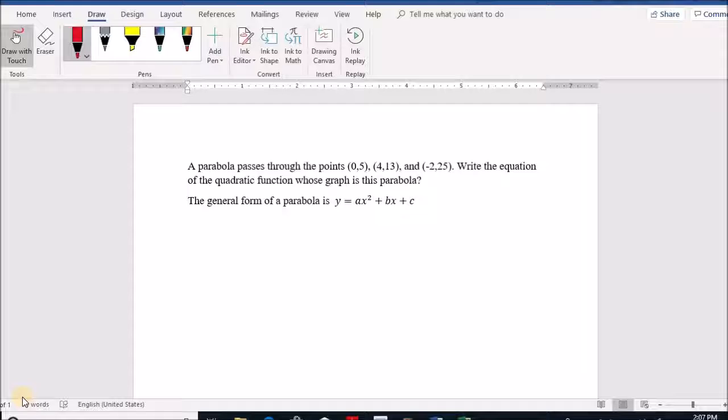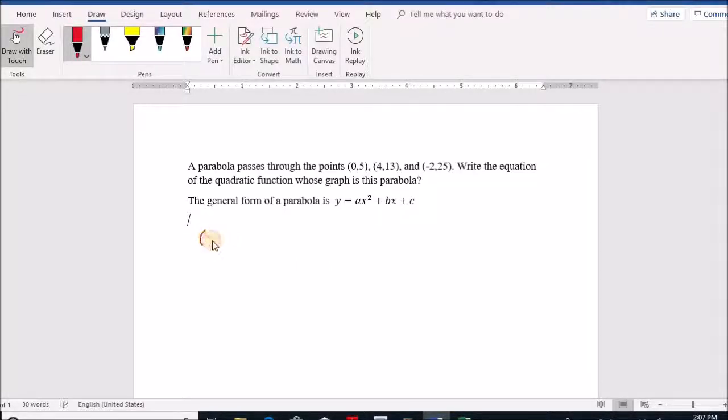Please remember that the general form of the parabola is y equals ax squared plus bx plus c. Now we're going to use this general form to generate a system of equations, and then we're going to use Excel to solve that system of equations. So let's see how that is done.